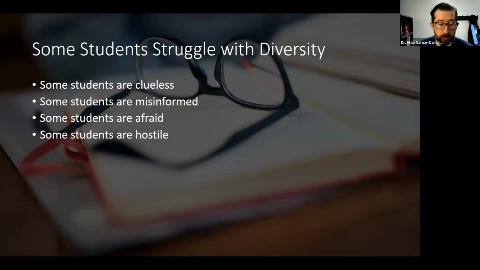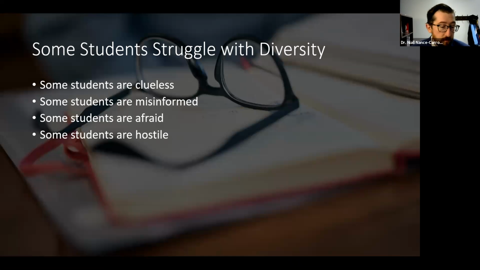So for students who are clueless, diversity is relatively easy. They know they're here to learn, we're here to teach. So they benefit greatly from direct instruction about current and historical issues. And the last part of what I'm going to talk about today is going to go into that direct instruction about diversity.